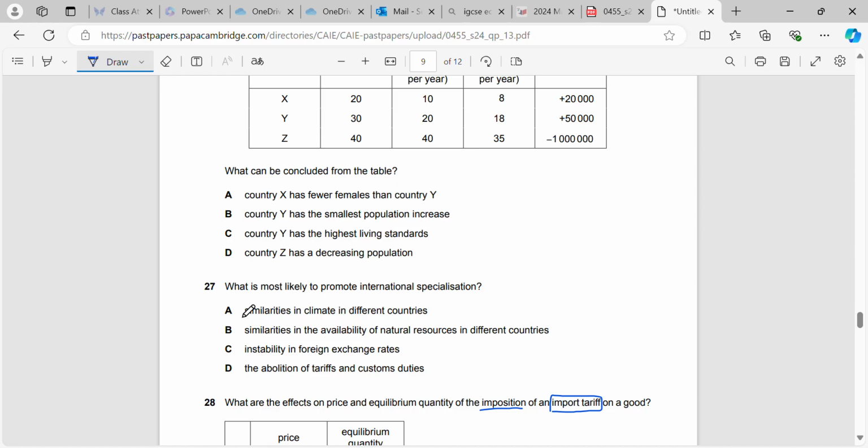from country to country. So similarities of climate in different countries, that's not going to promote international specialization. That's going to decrease the ability for international specialization. We need different climates so that we can make different types of goods, or we can have an advantage in making different types of goods.